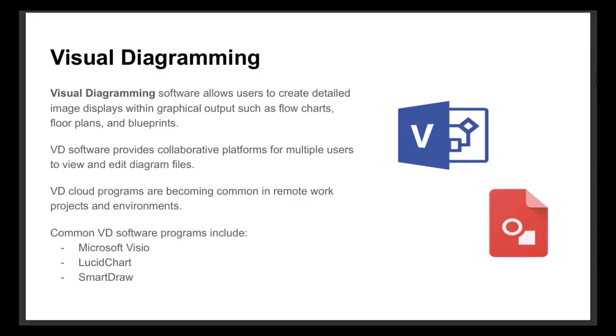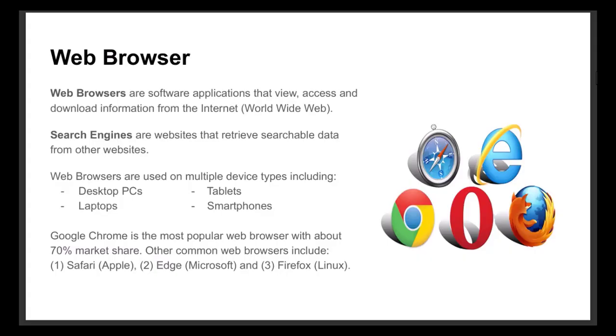The last type of productivity software we're going to discuss are web browsers. Web browsers are software applications that we download to allow our users to view and access data on the internet. Web browsers are going to be a common feature on all of your different device types. We use web browsers on our desktop PCs, laptops, tablets, and mobile smartphones. Some popular web browsers that you will see include Google Chrome, Microsoft Edge, and Apple Safari.